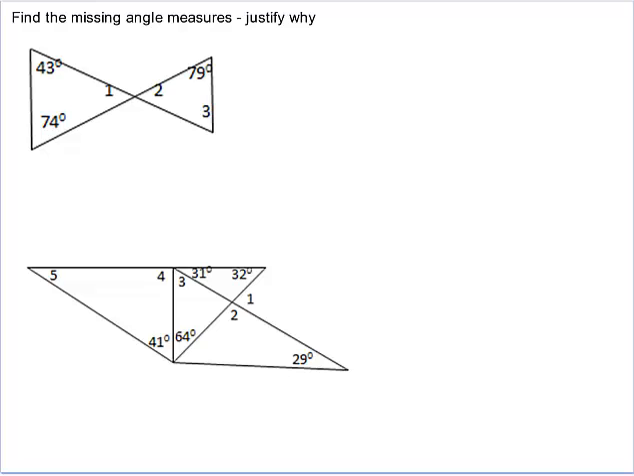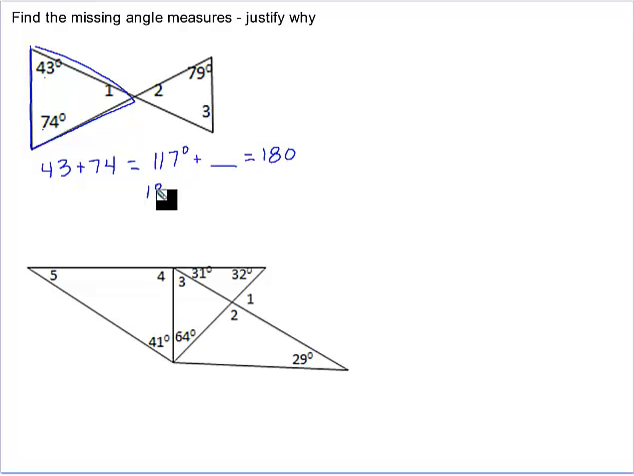So right here, I see a triangle where I know two angles, and I want to find the third. Well, the three angles have to add to be 180. So if I add 43 and 74 up, we get 117 degrees. That means 117 degrees plus whatever our missing angle is should be 180.